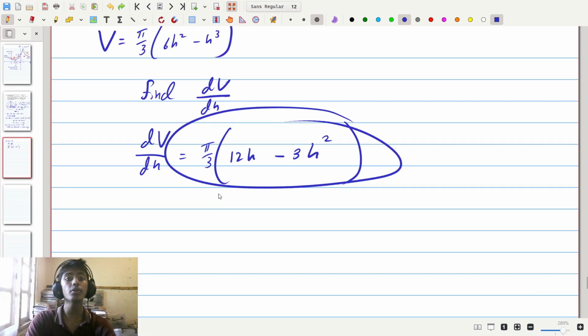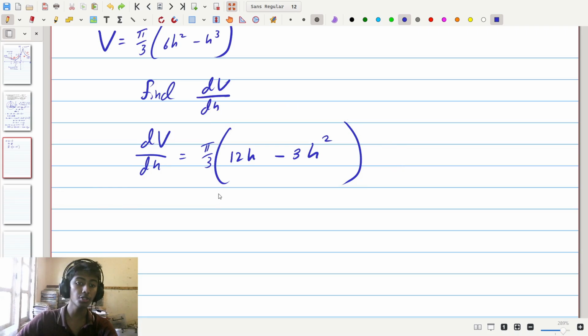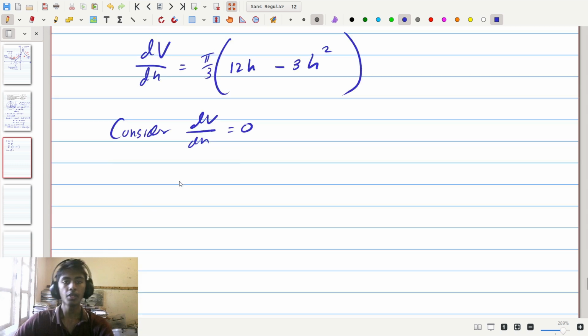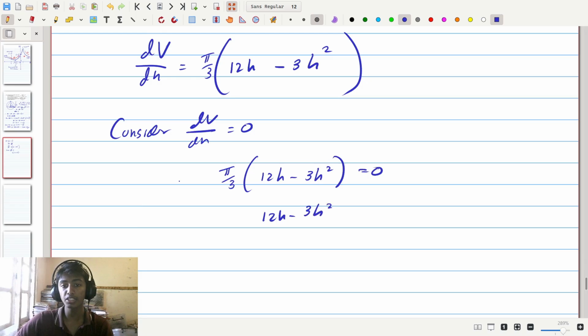Now, in order to find the maximum volume of a cone, what we're going to need to do is to consider dV by dh equals 0. So dV by dh equals 0 occurs when pi by 3 times 12h minus 3h squared is equal to 0. Simplifying down, we get that 12h minus 3h squared equals 0.